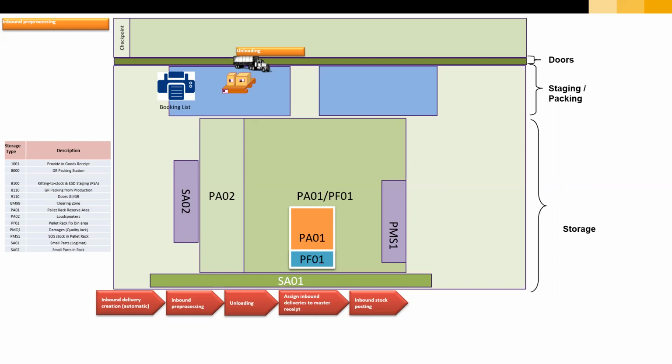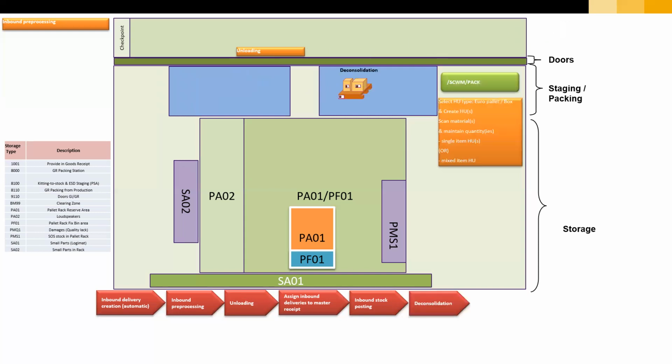See here also, after unloading, we can generate one more form called a booking list. Some people will call it put away, some people will call it deconsolidate, whatever, it depends. So that list also will contain some details. Maybe according to their warehouse, they need this information. After unloading, by using that particular booking list form, it will go to the respective deconsolidation station.